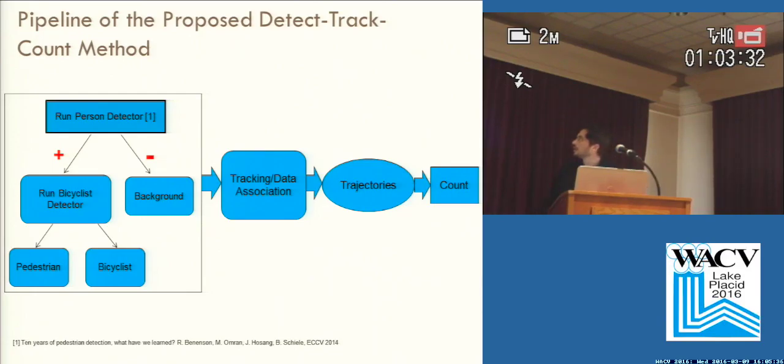Here's the pipeline of our proposed detect-track-count method. In the first stage of the pipeline, we apply a cascaded classifier. In the first level of the cascaded classifier, we distinguish between the background and the humans, and later, in the second level of the classifier, we classify between the pedestrian and the bicyclist. And in the second stage of the pipeline, we do data association between the trajectories and the detector outputs. And finally, if these trajectories pass a virtual line, we count them.